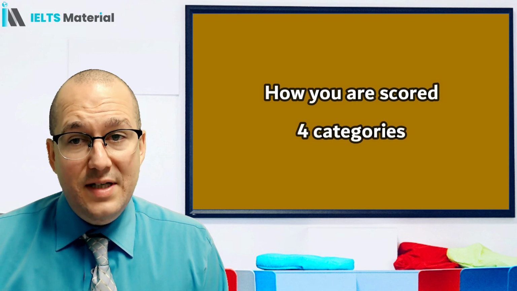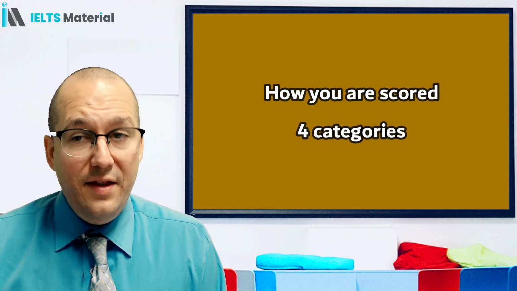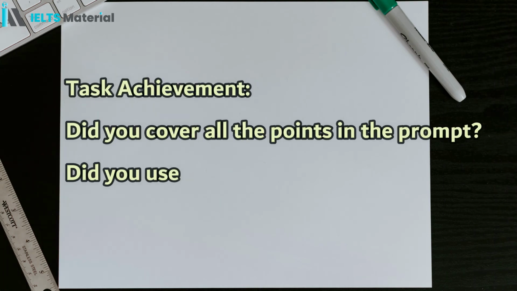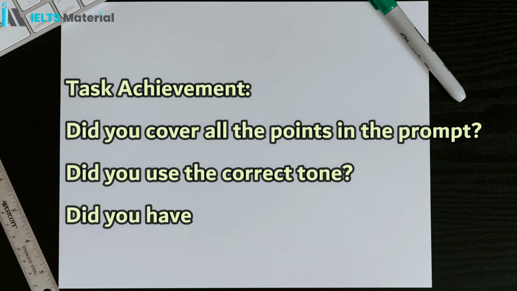Now let's go into some detail about how you're scored in those 4 categories. The first is task achievement. Did you cover all the points in the prompt? Did you use the correct tone? And did you have an overview? These are all the main points that are covered in task achievement.